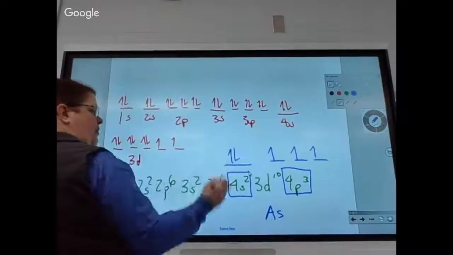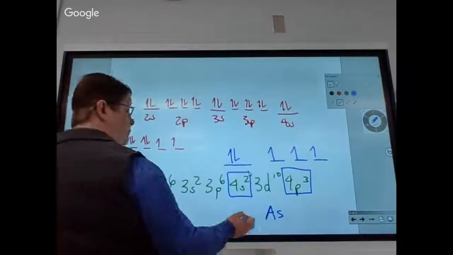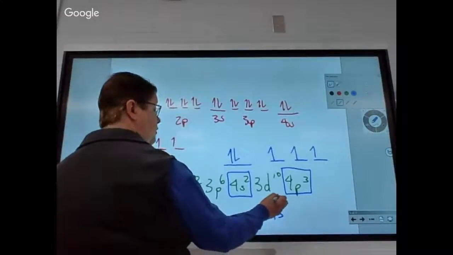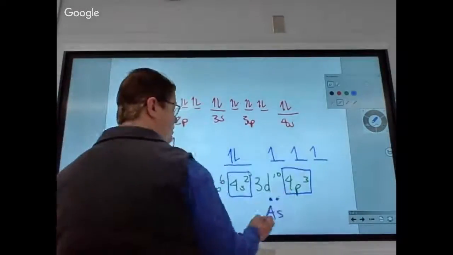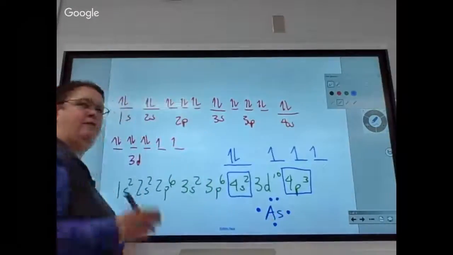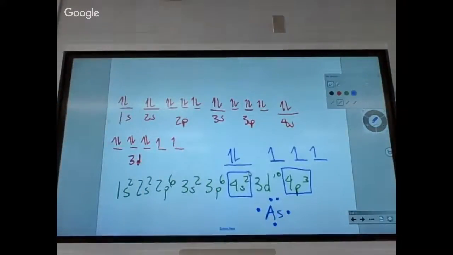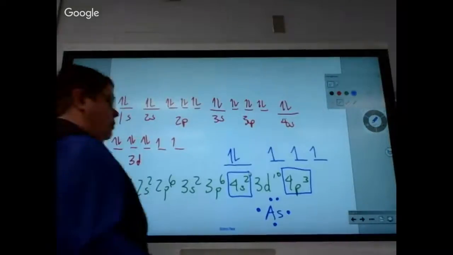So 2 together, pick one of my 4 sides. Does it matter which side? Nope. I tend to put mine on the top. You do not have to put yours on top. They can be anywhere. And then 3 single arrows, so 3 single dots. So as long as you have 2 together and 3 single dots, the sides do not matter. Okay? Questions?